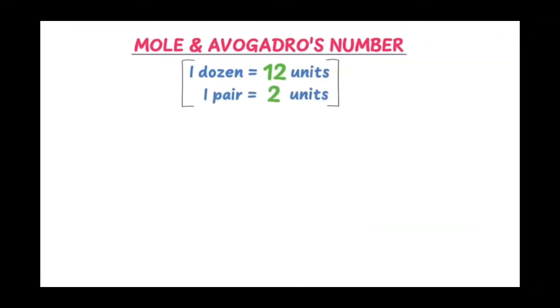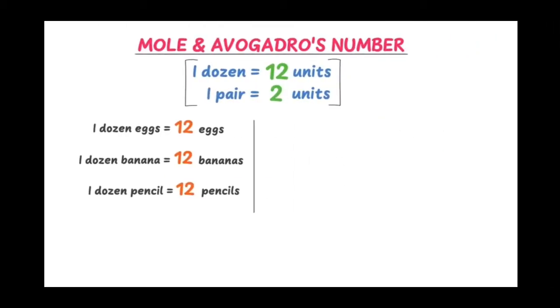You know that 1 dozen is equal to 12 units and a pair is equal to 2 units. For example, 1 dozen eggs is equal to 12 eggs. 1 dozen bananas is equal to 12 bananas. And 1 dozen pencils is equal to 12 pencils.